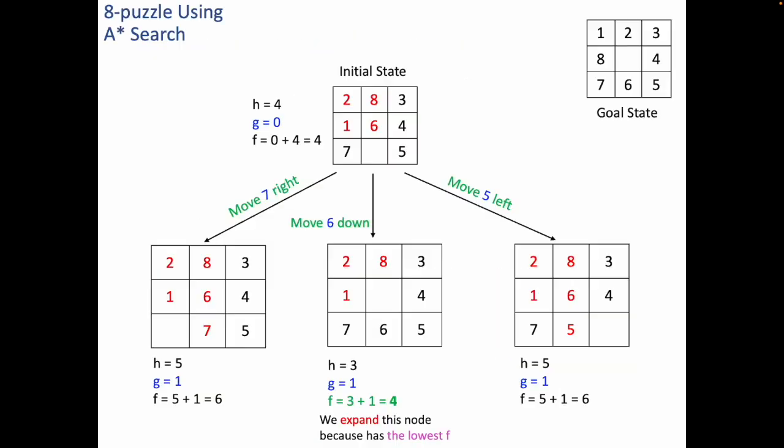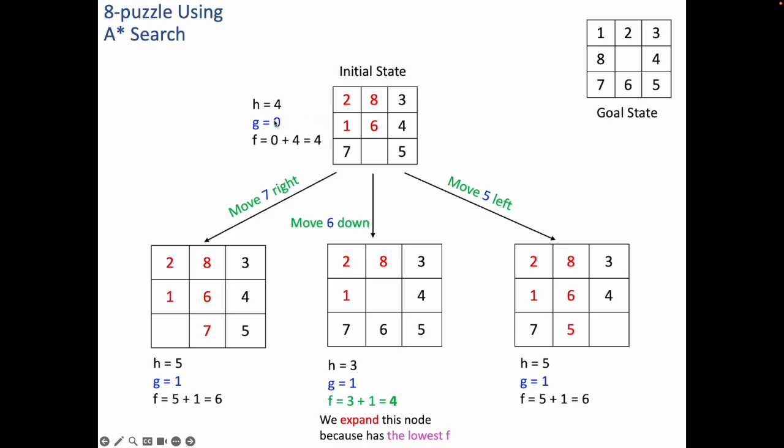So this is your initial state, this is your goal. The heuristic here is 4 because we calculated it as the total number of misplaced tiles. If you were doing it using Manhattan distance, then your heuristic here would be 5. Okay? And then what is G here?